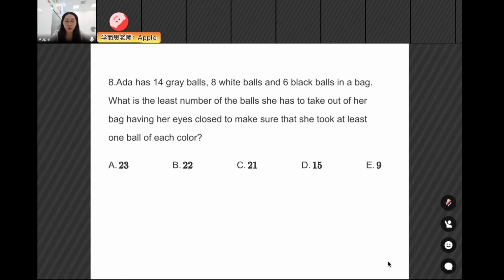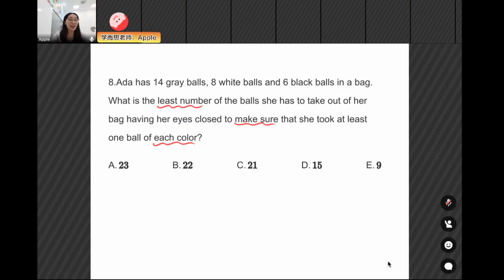Now, following this for question 8. Ada has 14 gray balls, 8 white balls, and 6 black balls in a bag. What is the least number of balls she has to take out of her bag, with her eyes closed, to make sure that she took at least one ball of each color? Each color.